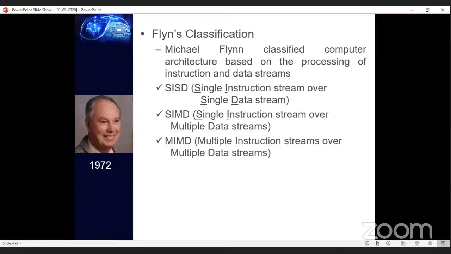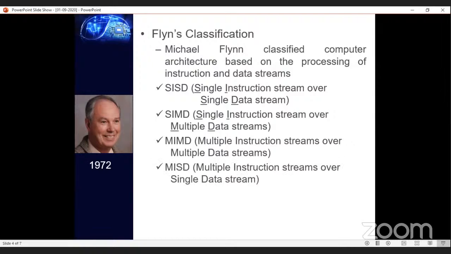Then MIMD, multiple instruction streams over multiple data streams. So what is the meaning of this? Suppose a computer is implementing this concept, multiple instruction streams over multiple data streams, then that computer can process multiple instructions over multiple data at the same time. So we are expecting parallel processing.